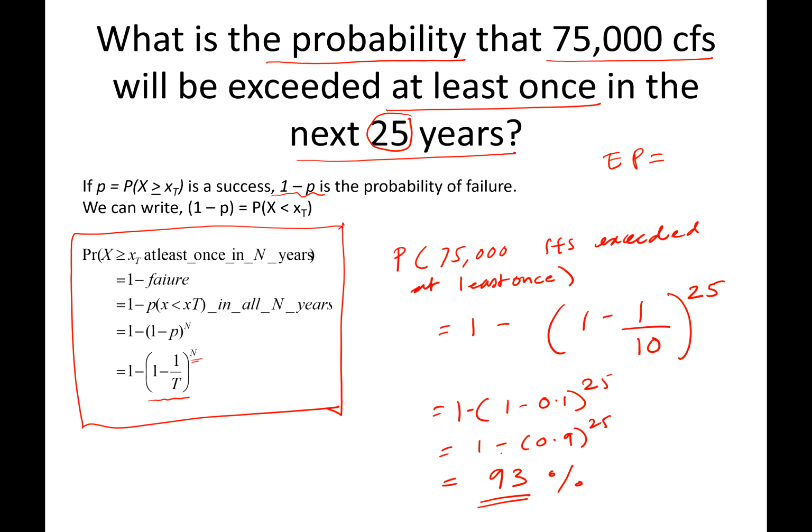So there is a 93% chance that the flow will be exceeded at least once in the next 25 years, which again makes sense because the return period for this is 10 years. So on average, we would expect that this kind of flow will occur every 10 years. So if I'm thinking about 25 years of data, then it is more likely that it will be exceeded at least once. So that's why the probability associated with that is very high, which is 93%. Okay, so this is one way to do this, and as you can see, you need a longer period of data to do this.